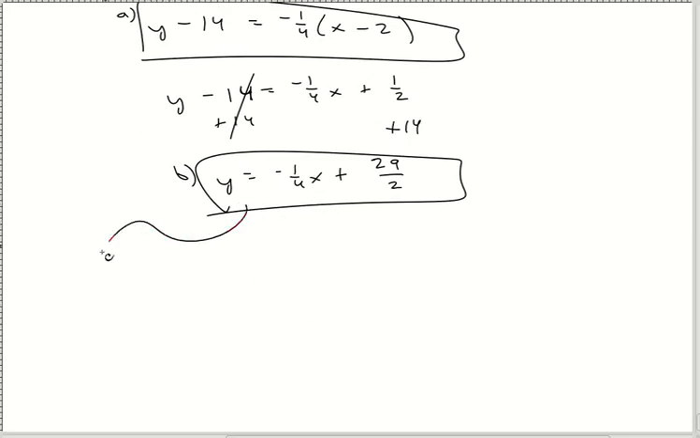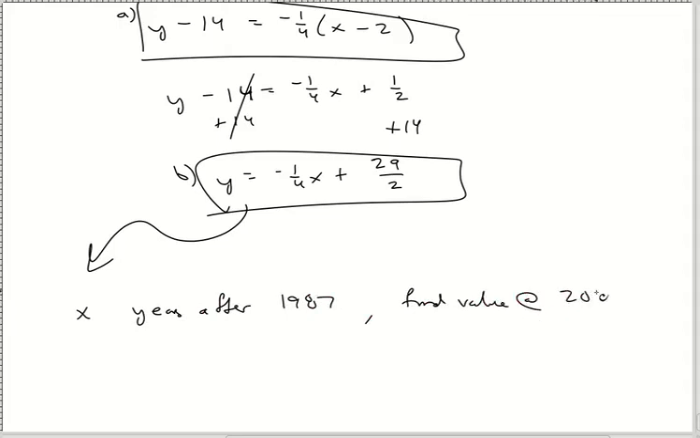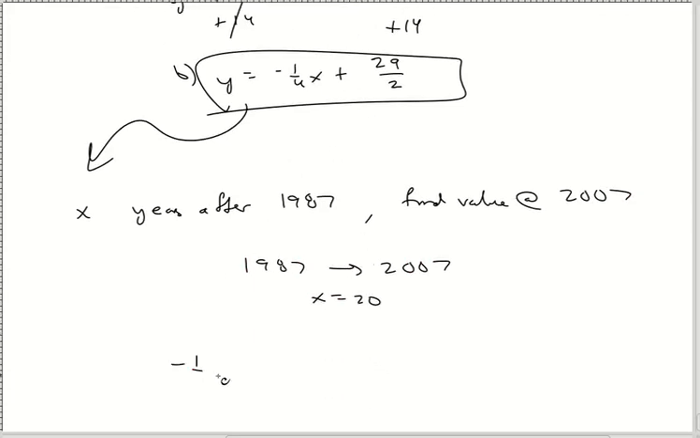Using this formula, they have a part C now. They say years, or x, is years after 1987. And they want to find the value at 2007. So I'm going from 1987 all the way to 2007. And I say, oh, you know what? X is equal to 20. So I'm going to plug that into this thing.